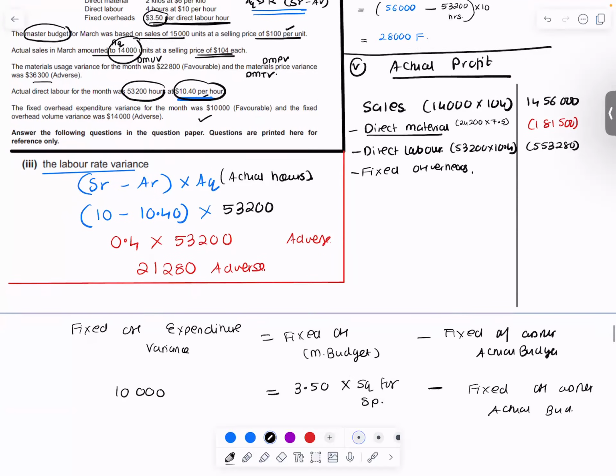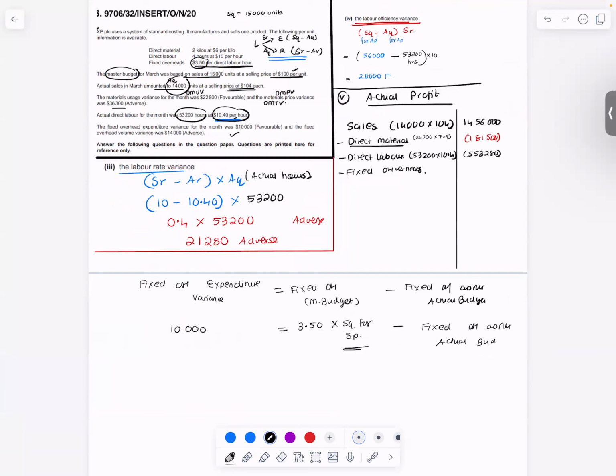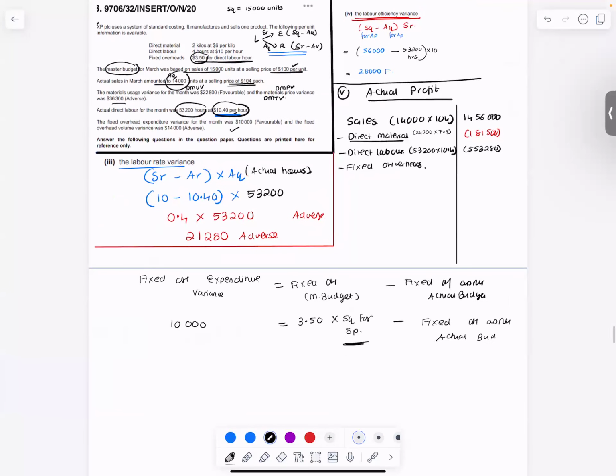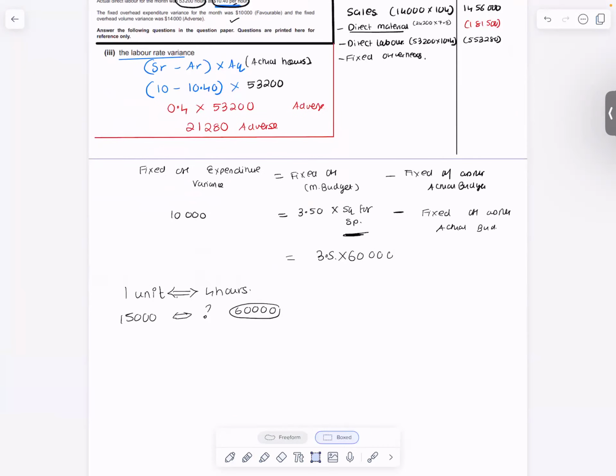10,000. Okay. Now let's see over here. I need standard quantity for standard production, right? For one unit, how many hours? For one unit, 4 hours. So for how many units? 15,000. Cross multiply 15,000 into 4. 60,000. So this is the standard quantity for standard production. Into 3.5. This is 210,000.